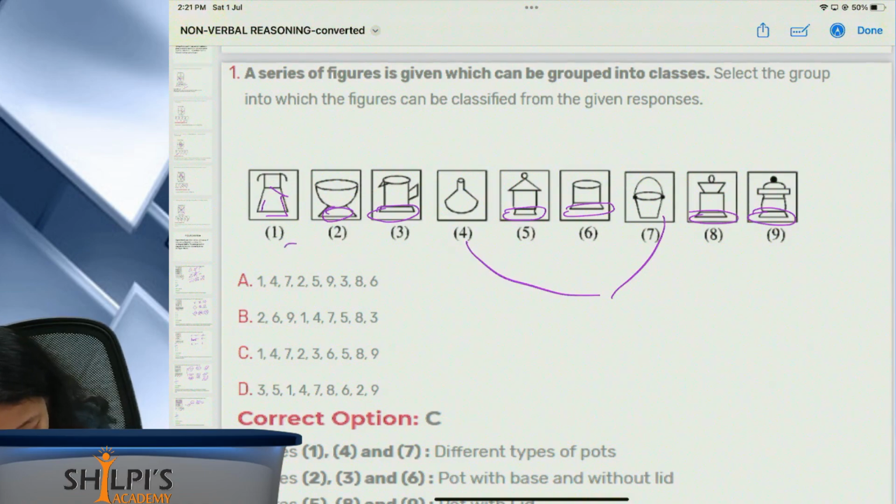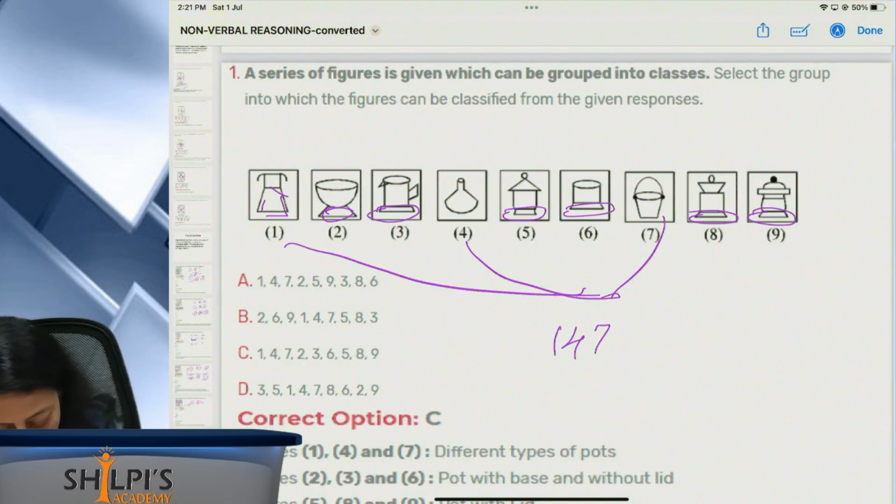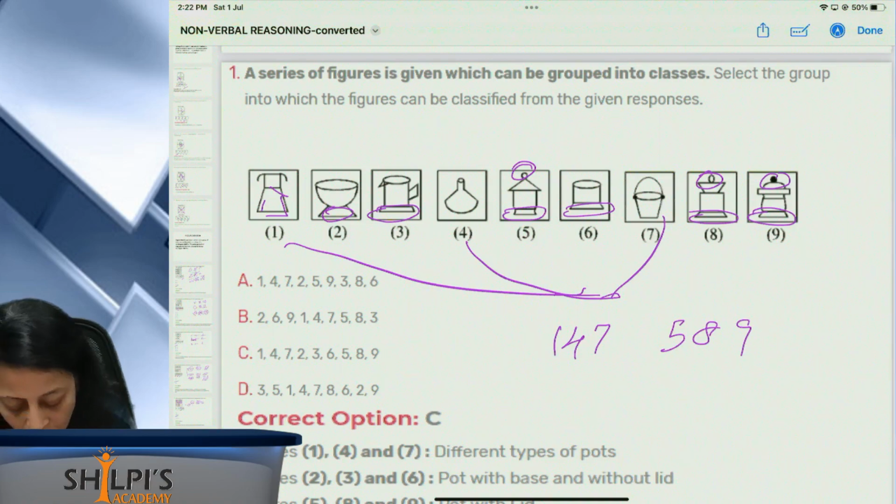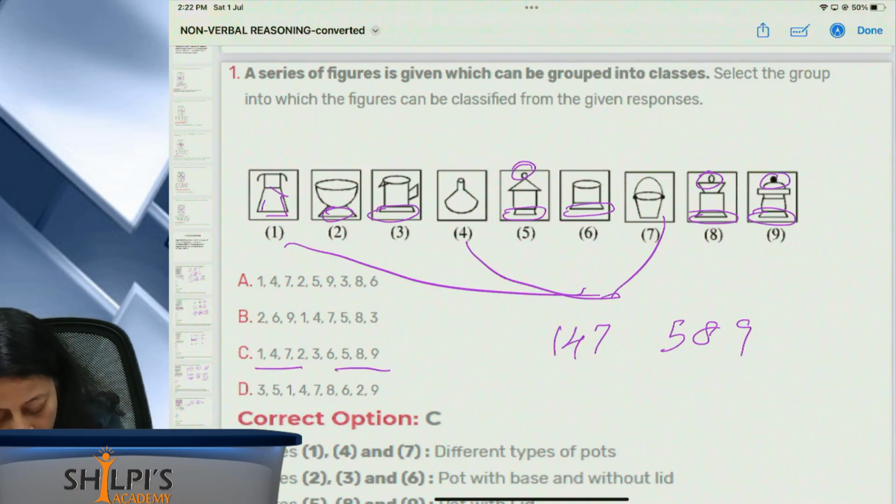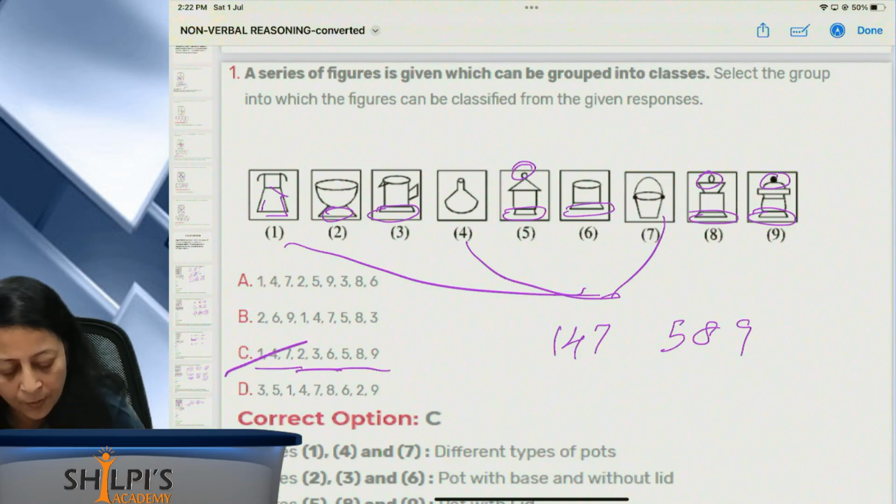All these are longer bases, so put 1, 4, 7 into one figure. And here we have broad base, short base, but here you have lids also. So you can take that 5 has got a lid, 8 has got a lid, and 9 has got a lid. So 5, 8, 9 is one combination, the rest is the other combination. The option is 1, 4, 7, 5, 8, 9, 2, 3, 6. So let's go for option C. Okay.